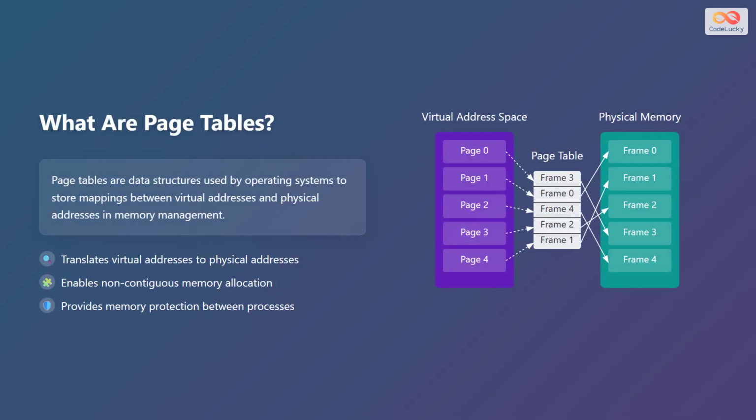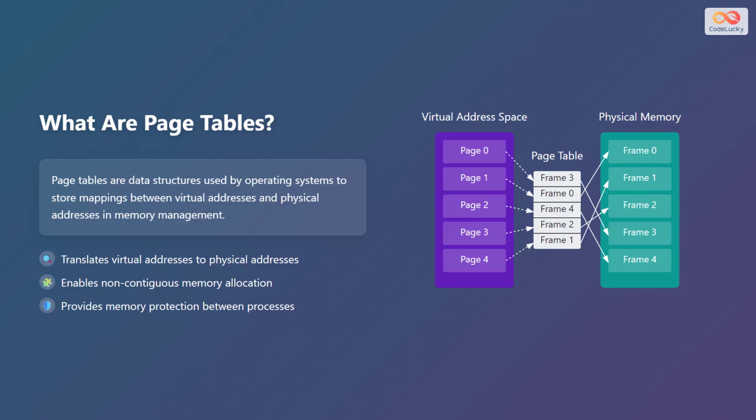What are page tables? Page tables are data structures used by operating systems to store mappings between virtual addresses and physical addresses in memory management. Consider page tables as address books that the operating system uses to find the actual location, also known as physical location, of data requested by a program.